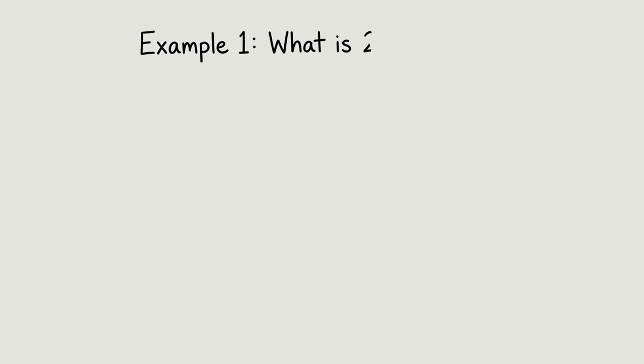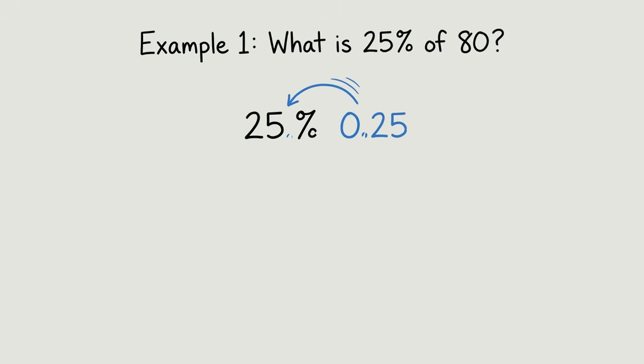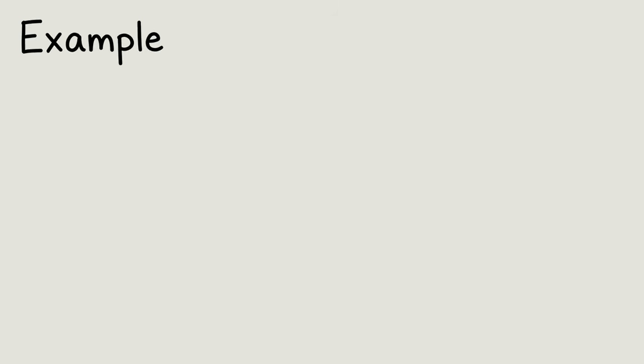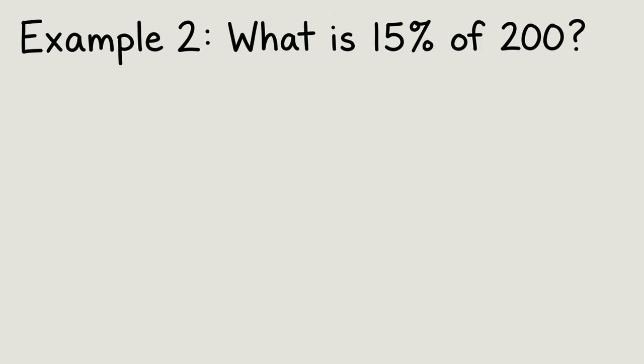Example 1. What is 25% of 80? First, change 25% to a decimal. Move the decimal 2 places left. 25% becomes 0.25. Now, multiply. 0.25 times 80 equals 20. So, 25% of 80 is 20. Quick check, 25% is 1/4, and 1/4 of 80 is 20.